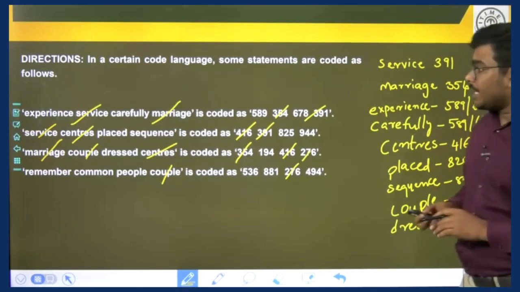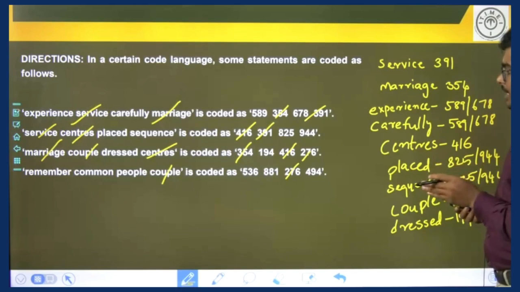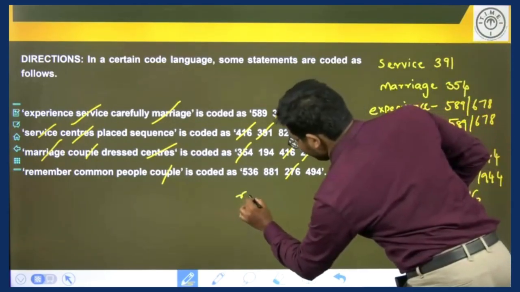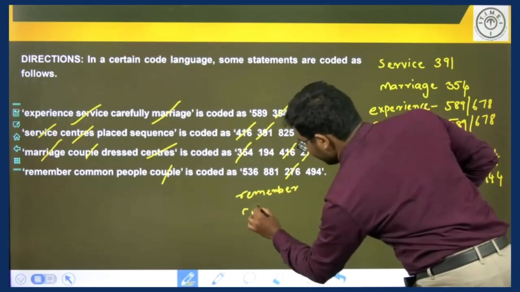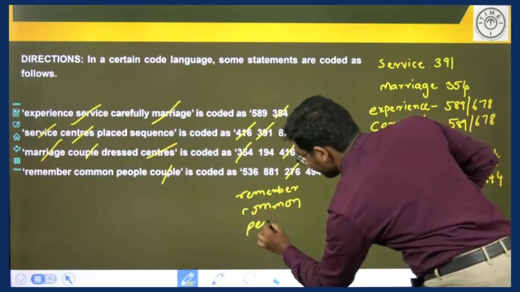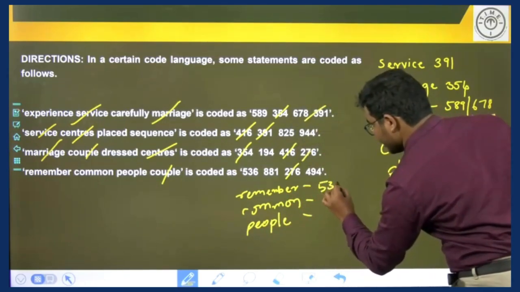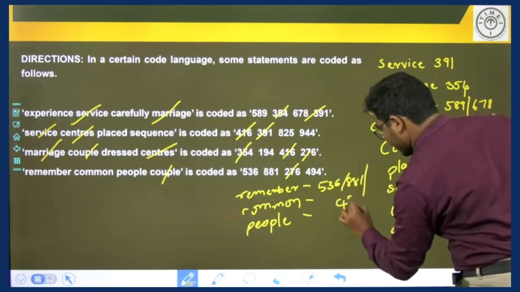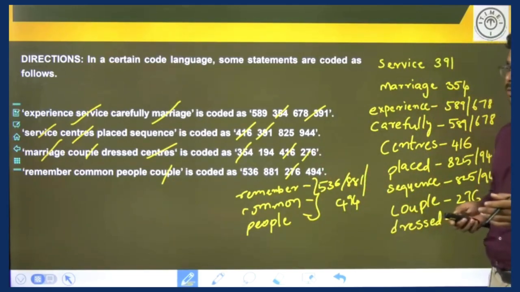And the remaining words, remember, common, people. Their codes will be 536, 881, 494 in any order. Remember, common and people: the code is 536, 881 or 494. So with this data, let's move into the questions.